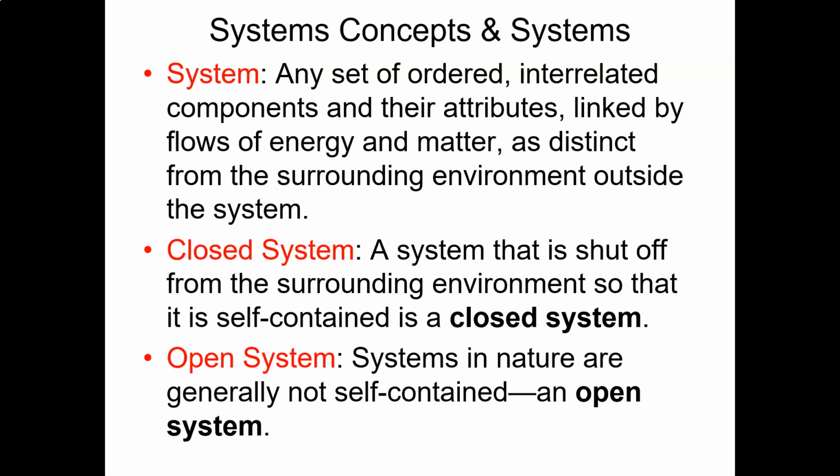Now, these systems can interact. There are two basic kinds of systems. A closed system, which is completely and totally cut off from the environment, and then an open system, which is not cut off from the environment and in fact interacts with the environment. Closed systems are only found in the laboratory. They really do not exist in nature. Although one could argue that the universe itself is a closed system.